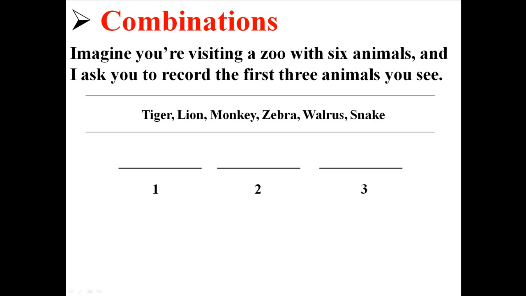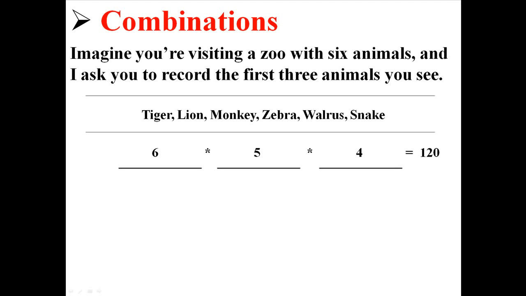Now I'm going to take the numbers away so it's not confusing. Now in the first spot, there are 6 different animals you could see. But in the second spot, because you've already seen one of the animals, there are only 5 things you can see. And in the third spot, because you've already written down 2 of the animals, there are only 4 different animals you can see. So if we were to multiply all those things, we would get 120. There are 120 permutations of animals.